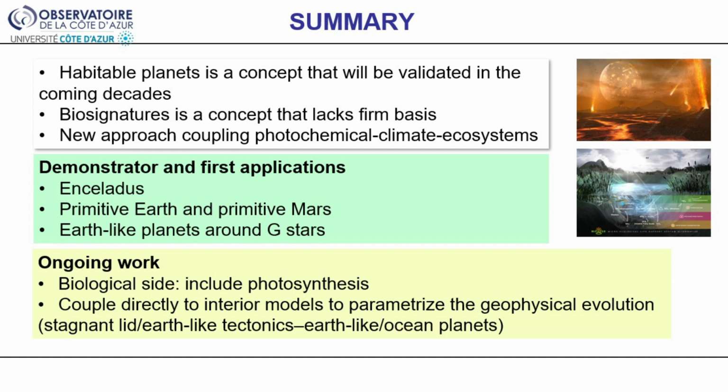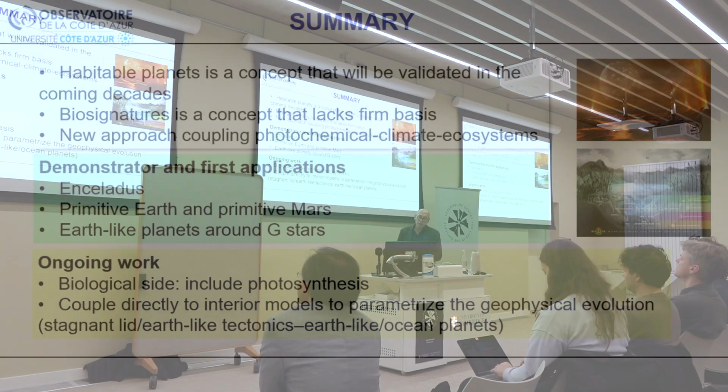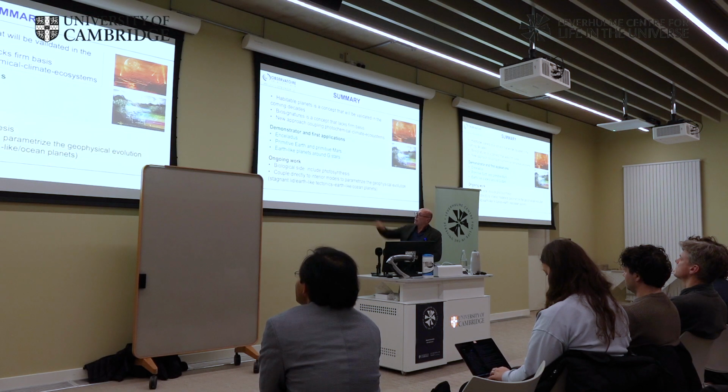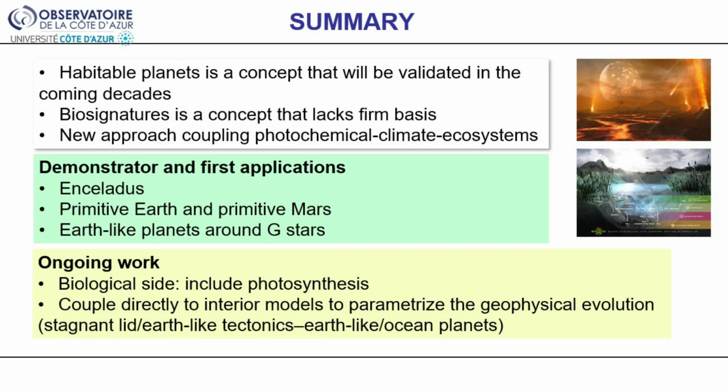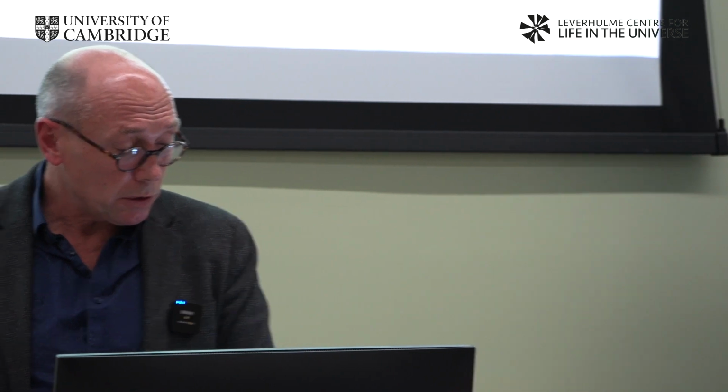We have some funny first applications where it seems to work, and what we are working on right now on the biological side is to include photosynthesis, because all the work we've done is just chemotrophy. So we are developing it to add photosynthesis, which has an even bigger impact on the atmosphere. And we are working on better coupling of the interior, and we're focusing right now, because there is a mission to Jupiter's moon, of course on Europa, and on working with Niku on Asian planets.